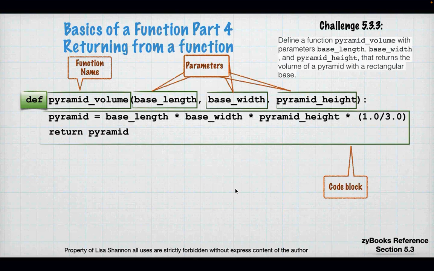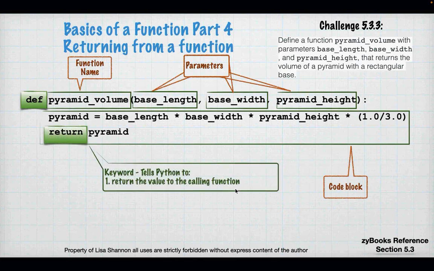Because what if some handy-dandy math person like the woman I used to work with who had three PhDs in math came in and said, oh, no, we were wrong. See that 1.0? That 1.0 should have been 1.22. I don't want to have to go find every place in my code that had that 1.0 for this pyramid volume calculation and change it. I want to change it in one place, and then every place that uses this function has that change.